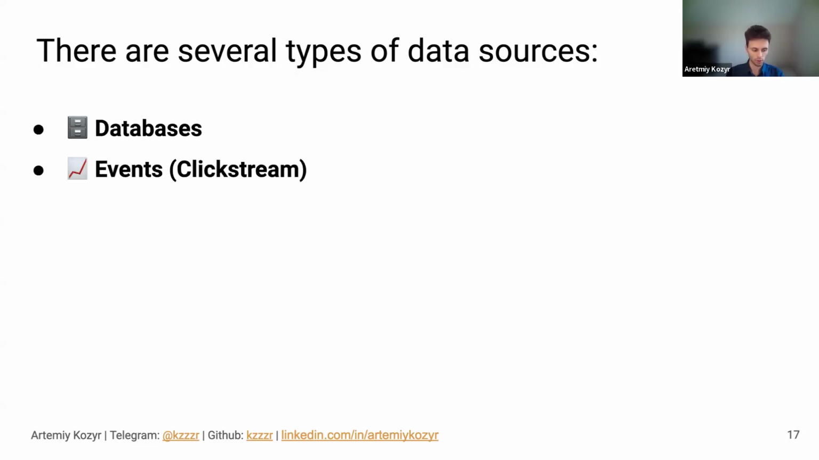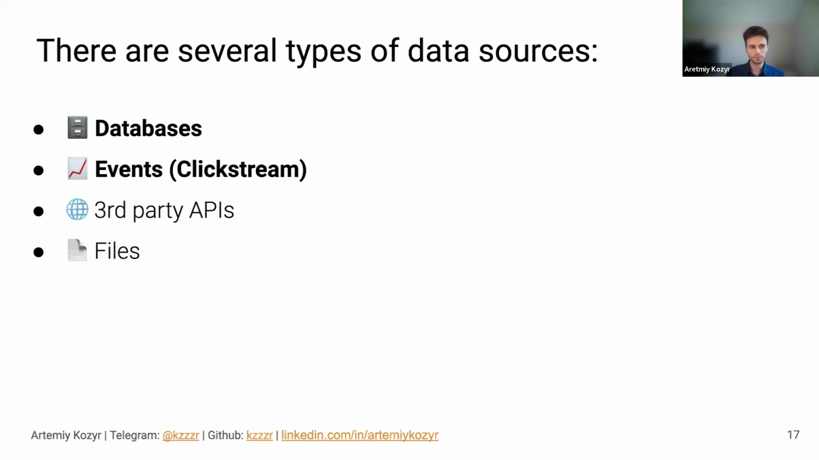Secondly, there are events or clickstream, a stream of behavioral data. Third, there are third-party APIs, some services that provide you with relevant data, for example, currency exchange rates, weather forecasts, etc. And the fourth group is files. It could be local files, files stored in your data lake shared by multiple people, or even Google Sheets.